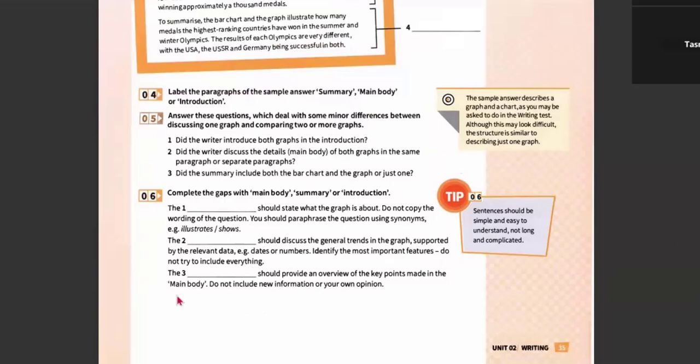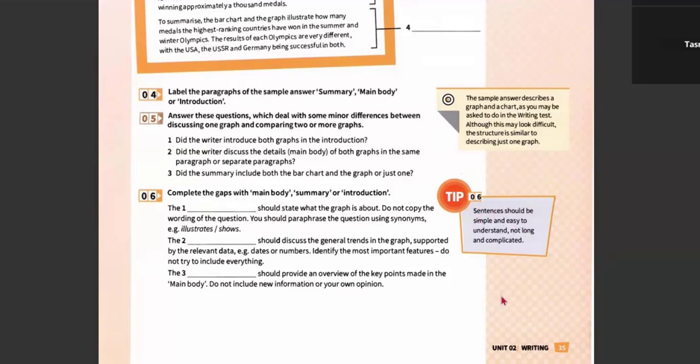Moving on to six. Here we have some gaps and we have to complete these with main body, summary, and introduction. So we have to put in these three phrases and words according to what the sentences are saying. Okay, so before that, let's look at the tip.